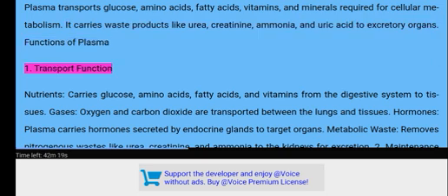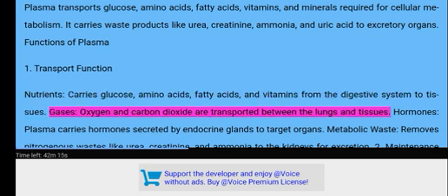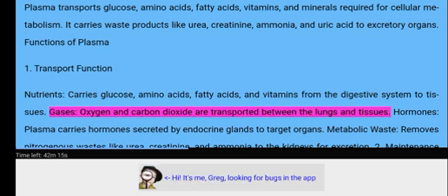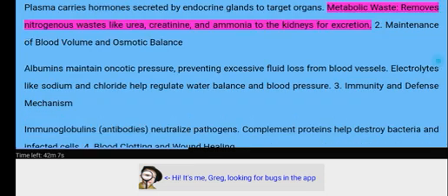Functions of plasma. 1. Transport function. Nutrients: carries glucose, amino acids, fatty acids, and vitamins from the digestive system to tissues. Gases: oxygen and carbon dioxide are transported between the lungs and tissues. Hormones: plasma carries hormones secreted by endocrine glands to target organs. Metabolic waste: removes nitrogenous wastes like urea, creatinine, and ammonia to the kidneys for excretion.